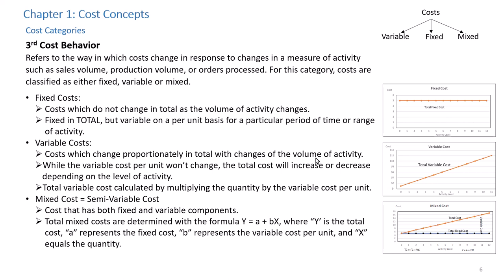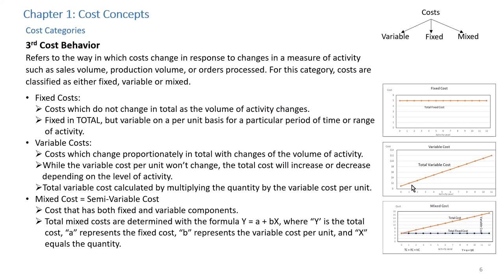While the variable cost per unit won't change, the total cost will increase or decrease depending on the level of activity, with the total variable cost calculated by multiplying the quantity by the variable cost per unit. Using our bike example, the variable cost would include the cost of all materials, both direct and indirect, needed to manufacture the bikes. The more bikes we make, the more costs we will incur for materials.